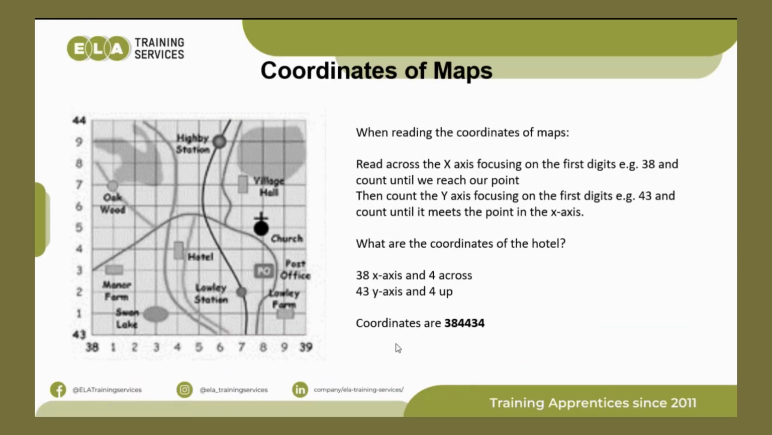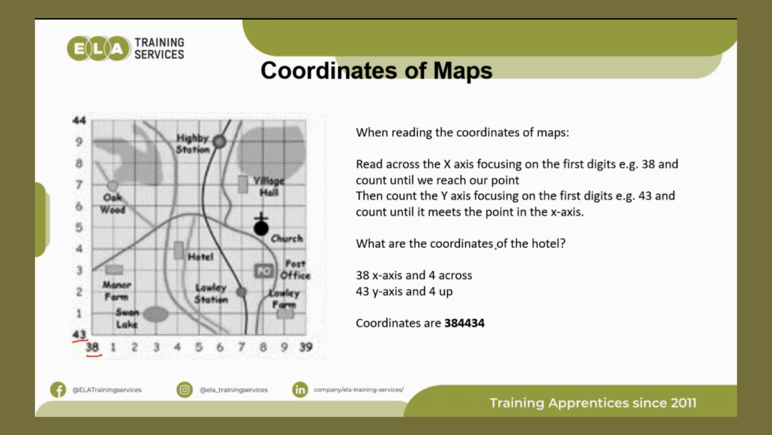Sometimes we might need to draw or understand coordinates of maps. So when reading coordinates of maps, we read across the x-axis, focusing on the first digits. So for example, here is 38, and we count until we reach our point. And then count the y-axis, focusing on the first 3 digits. So here is 43, and count until it meets the point on the x-axis.